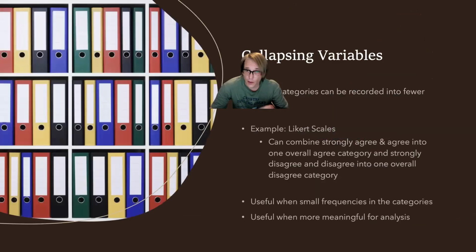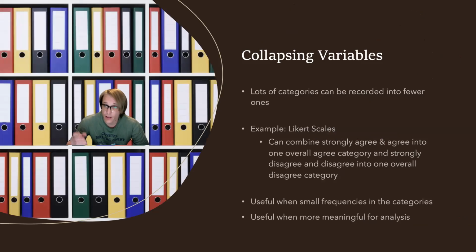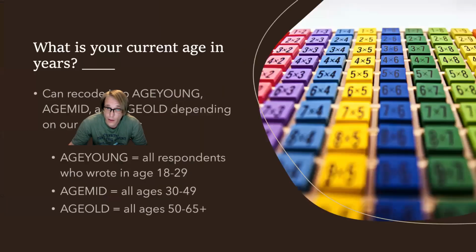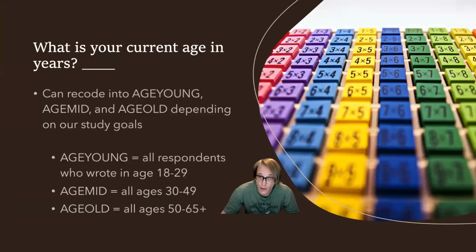So when we are doing this, here's the kind of coverage here again for collapsing variables: lots of categories, Likert scales, useful new small frequencies, all the good stuff we've been talking about. What's your current age? This is what we're talking about with age young, age mid, age old. So we're getting the idea of these slides. Make sure you go through these decks, which you do have.